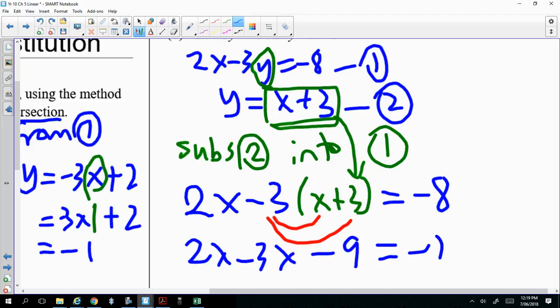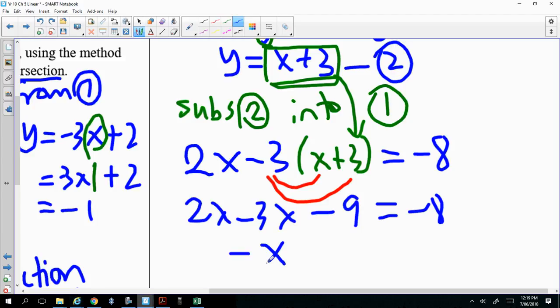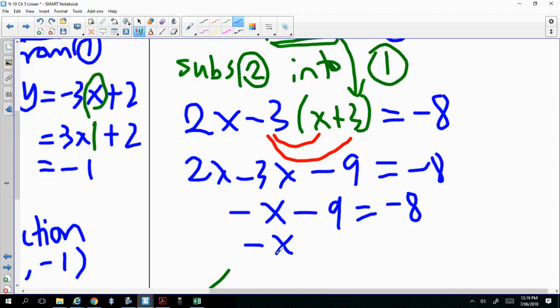After you do this, you have to collect like terms. 2x minus 3x is negative x minus 9 equal to negative 8. Move the negative 9 to the other side, you get negative x equal to 1. x is negative 1. And once you find x, you can find y.